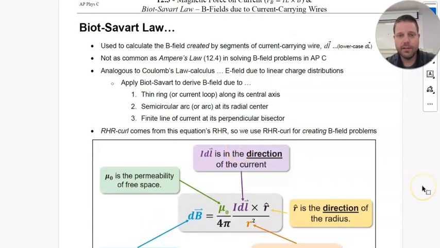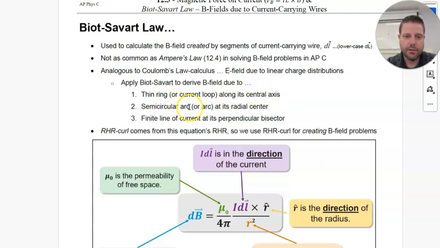Mathematically, we have one of two ways that we can solve for the B field that's created by these currents. The first way is going to be exactly the same thing we did for Coulomb's law when we had those linear charge distributions. So we had a thin ring, which is like a current loop for us, and we had to look at it along the central axis.